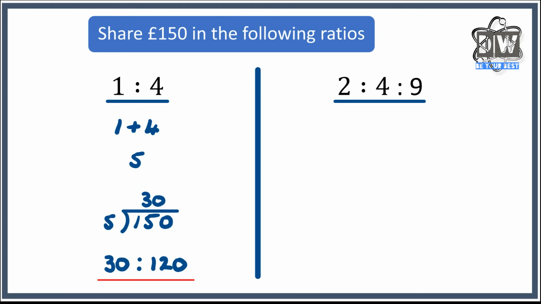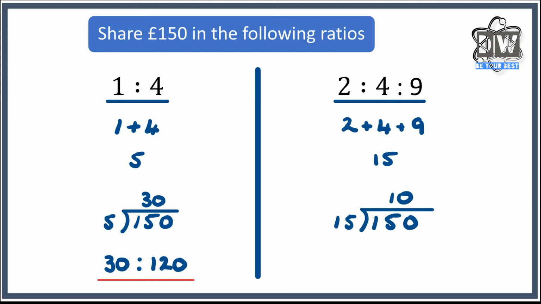On this next one, we add them all together. So we've got 2 plus 4 plus 9, that gives us 15. We take 150, divide it by 15, gives us 10. So 2 times 10 gives us 20. 4 times 10 gives us 40, and 9 times 10 gives us 90. We add all those up together, we still get 150, so we know we are correct.